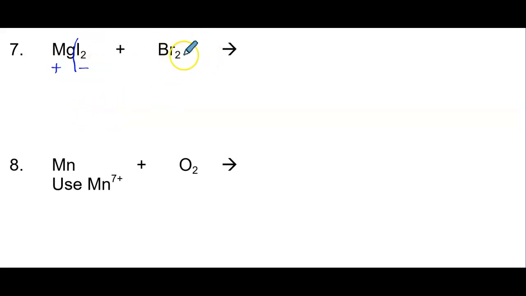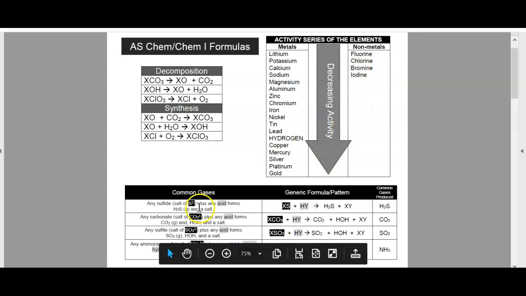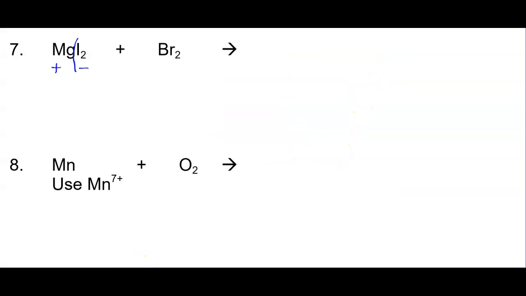Bromine must kick out something like it. Bromine's a non-metal. It has to try to kick out iodine because iodine is a non-metal. Let's see if bromine is more reactive, or as we like to say, more powerful or higher. Bromine is higher than iodine, so a reaction does take place.